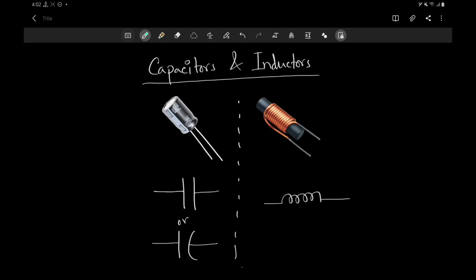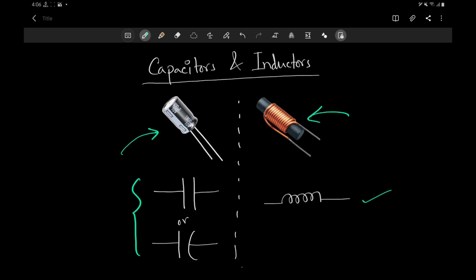Welcome to another lecture. In this lecture, we are going to talk about capacitors and inductors. So here you have an actual image of a capacitor, and here you have an actual image of an inductor. Here are the electrical symbols for capacitors. So both of them are used, and here's the electrical symbol for an inductor. So what is a capacitor or an inductor?